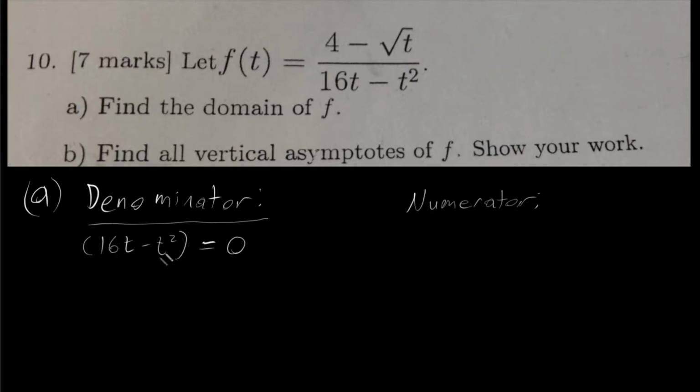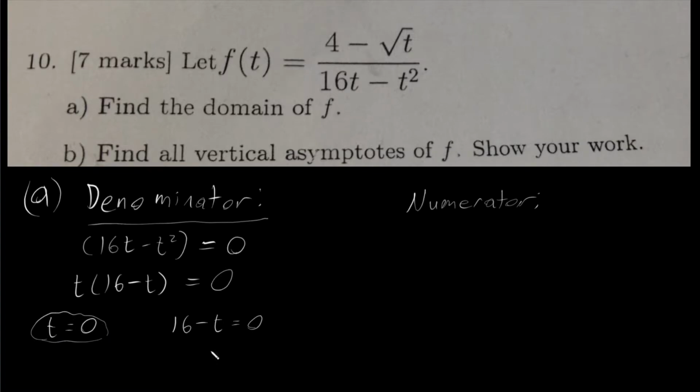So what can we do here? How can we simplify this? Well, we could factor out a t from these brackets. So then we have t times 16 minus t in brackets is equal to 0. So now there are two solutions here for when this function is equal to 0. Either when this factor, the t, is equal to 0, so we have t equals 0, or 16 minus t equals 0. So the denominator of this function is equal to 0 when t is equal to 0, or when t is equal to 16. So these are the limitations for the domain based on the denominator of the function.